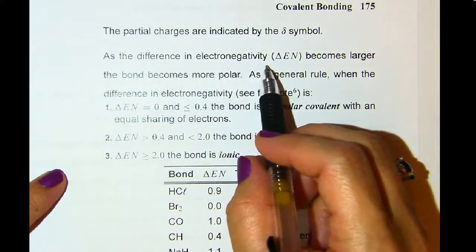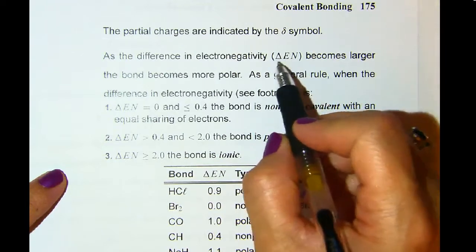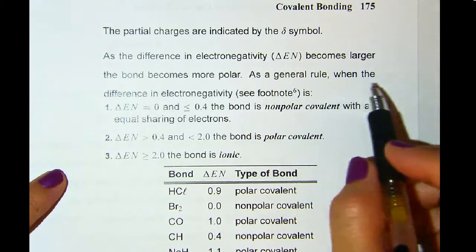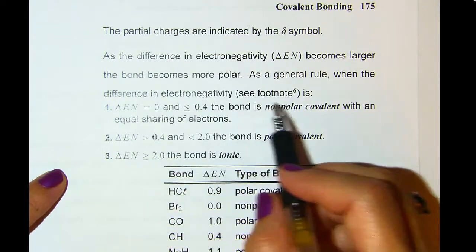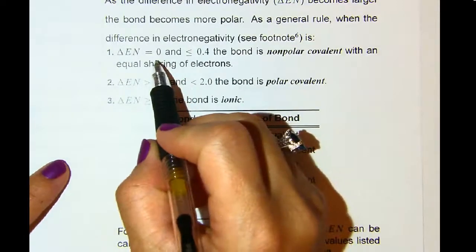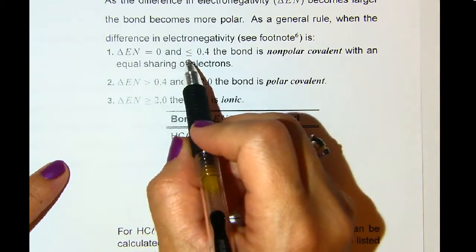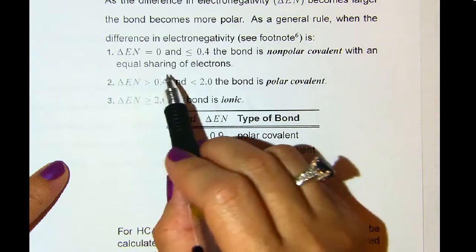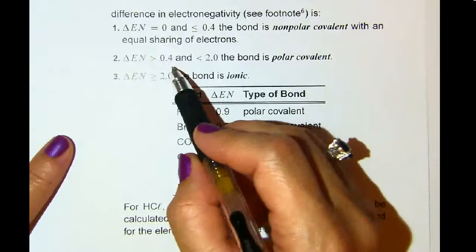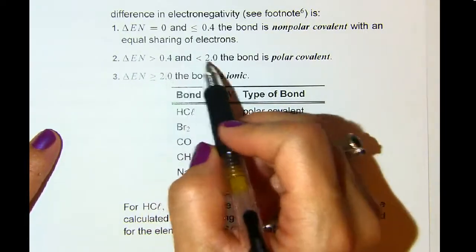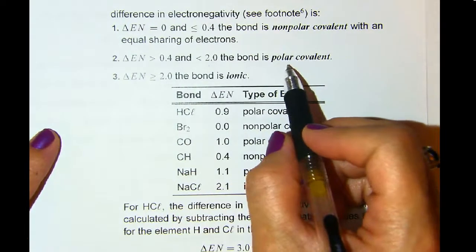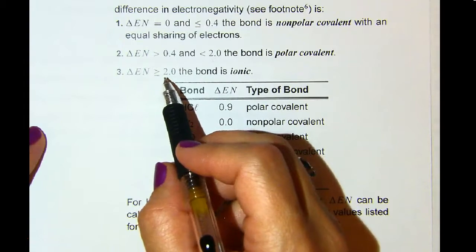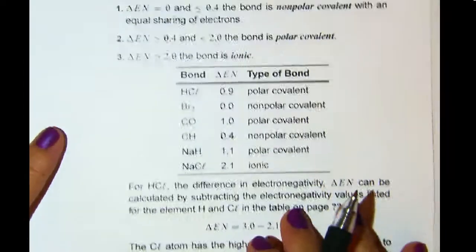As the difference in electronegativity becomes larger, the bond becomes more polar. As a general rule, when the difference in electronegativity is equal to 0 and up to 0.4, the bond is nonpolar covalent with an equal sharing of electrons. If you have a difference that's greater than 0.4 but less than 2.0, then it's considered a polar covalent bond. And if you have a difference that's greater than or equal to 2.0, then the bond is considered ionic.